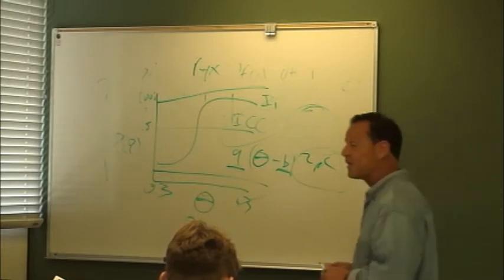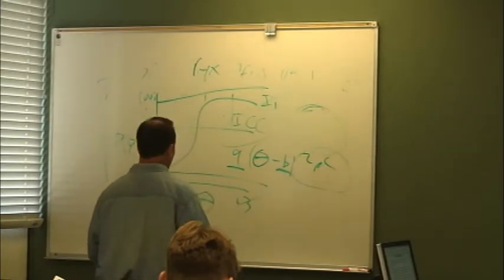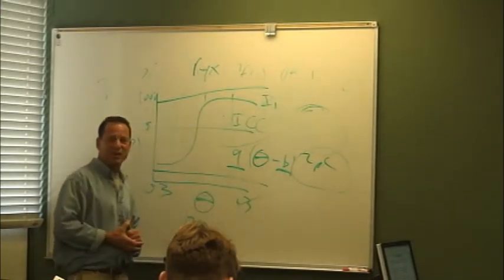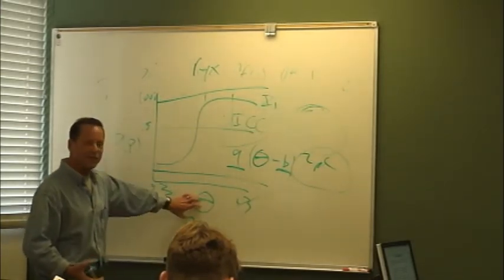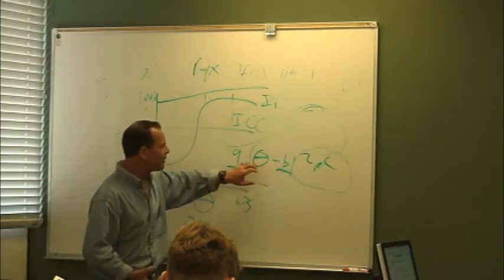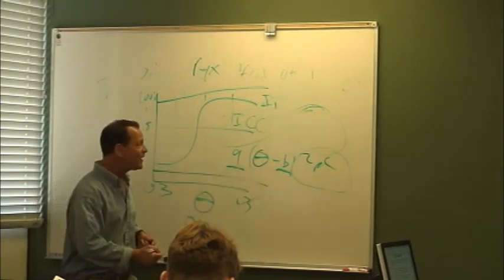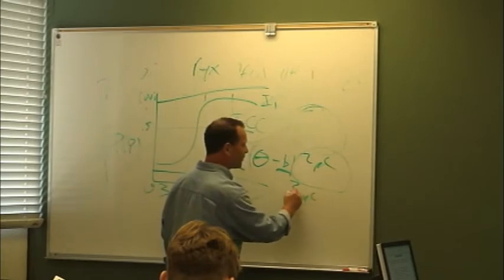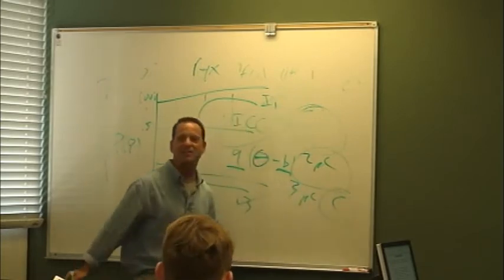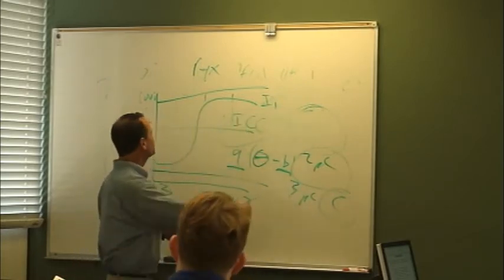So IRT is incredibly useful in being able to take into account the latent trait of ability, the difficulty of the item, the slope, and you can even add a third parameter, which adds C. It's called a guessing parameter. This would be a weird one.